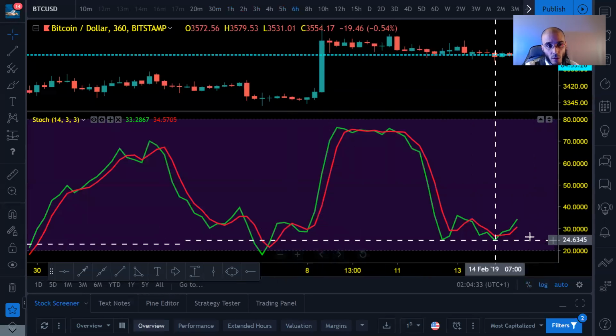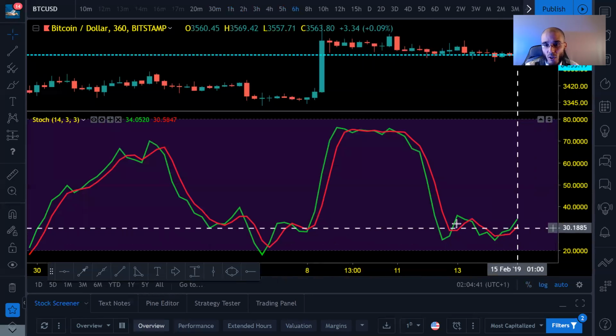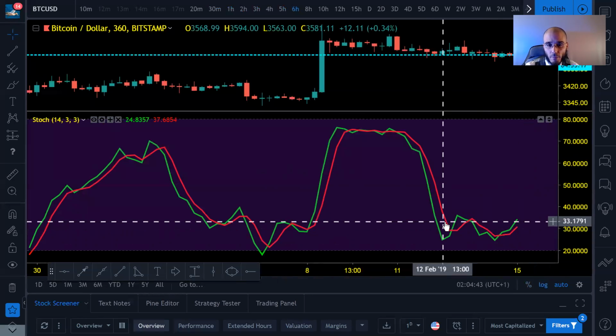Okay, that's the first positive chart that I'm seeing. It's the stochastic on the 6-hour, and it's pointing up. So that's a little hope.